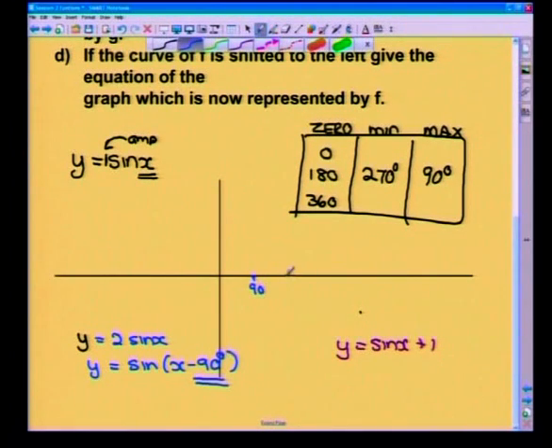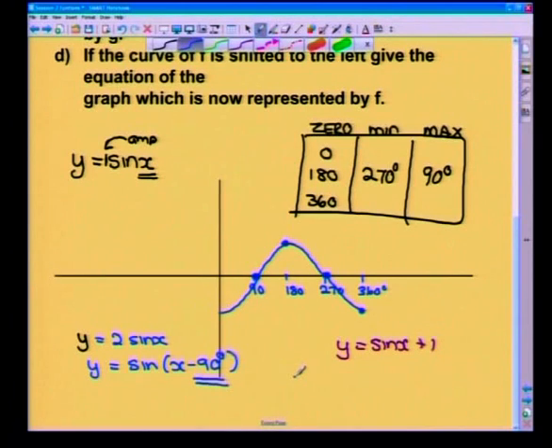So here's my 90, here's my 180, here's my 270, and here's my 360. So instead of 0, I'm going to plot 90. And instead of 180, I'm going to plot 270. The minimum at 270 is now at 360, and the maximum at 90 is now at 180. So if you look at it, this is the kind of shape that's forming. And you can see that this would mean it would have continued like that.